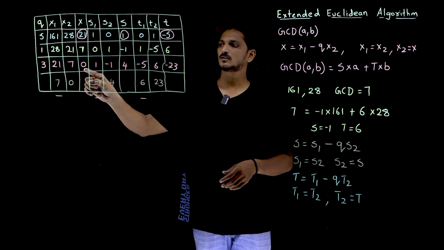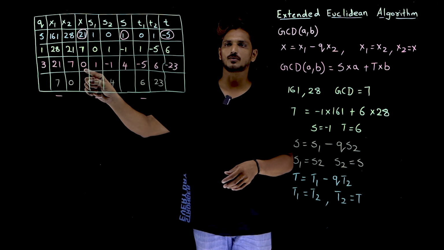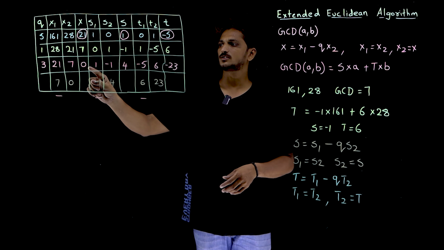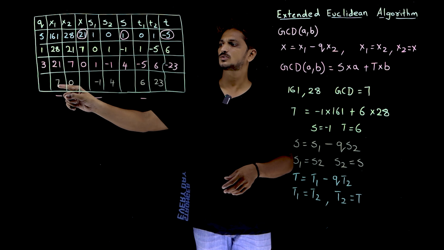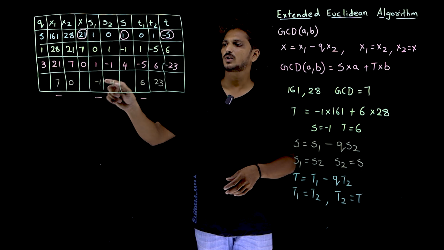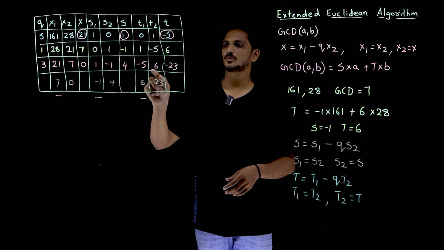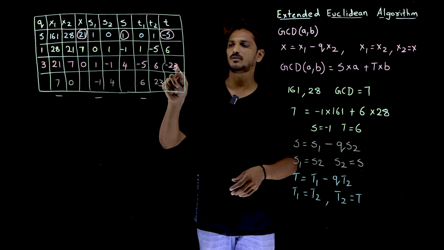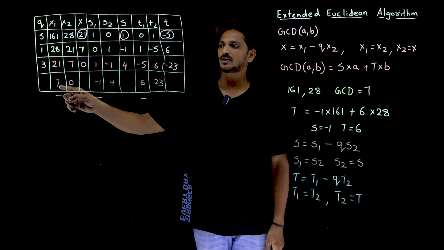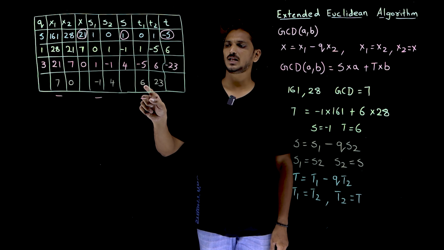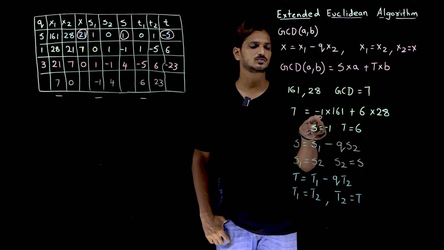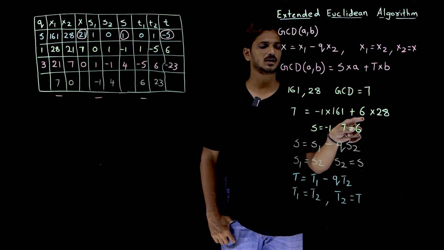Once you got 0 here, in the third line we got remainder value 0. Once you got 0 in the next line, no need to continue. Just follow this. X2 will become X1, X will become X2, S2 will become S1, S will become S2, T2 will become T1, T will become T2. Now GCD value is 7, S value is minus 1, T value is 6.